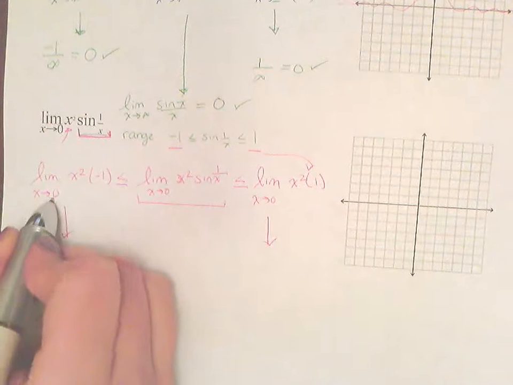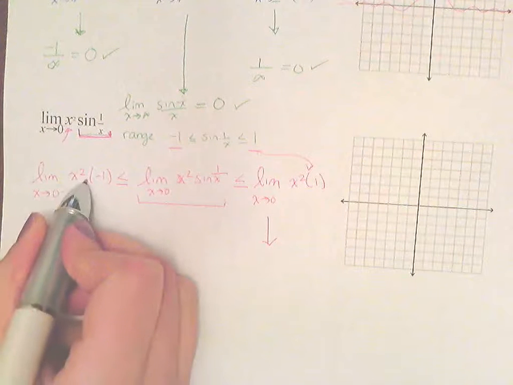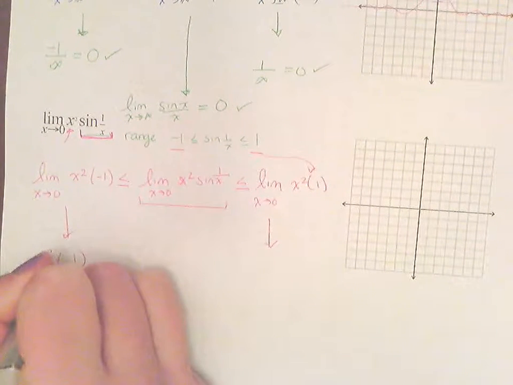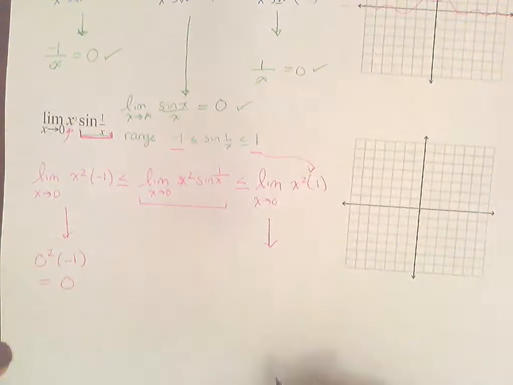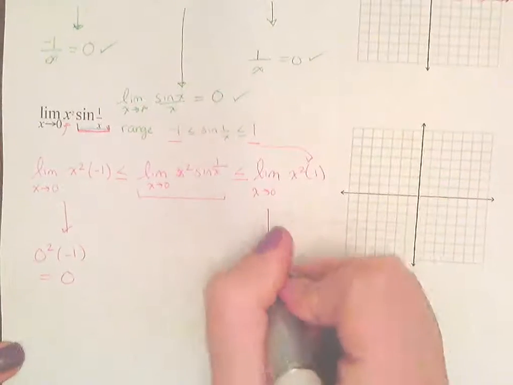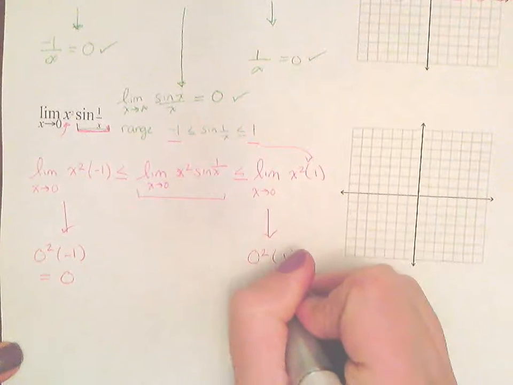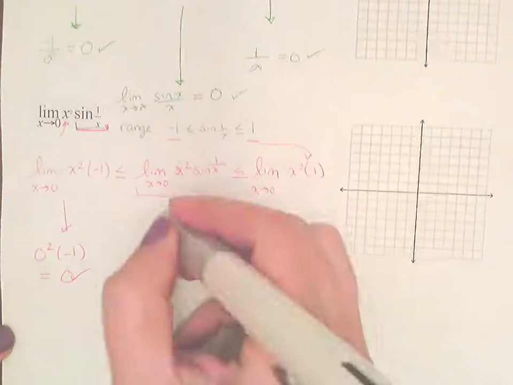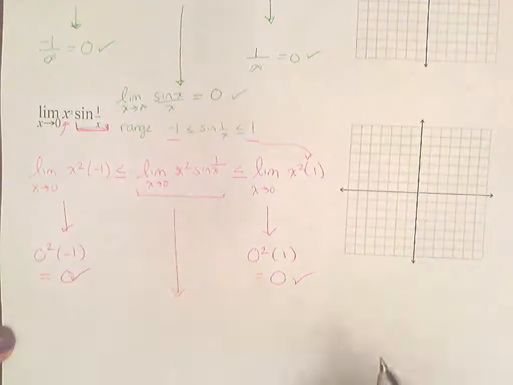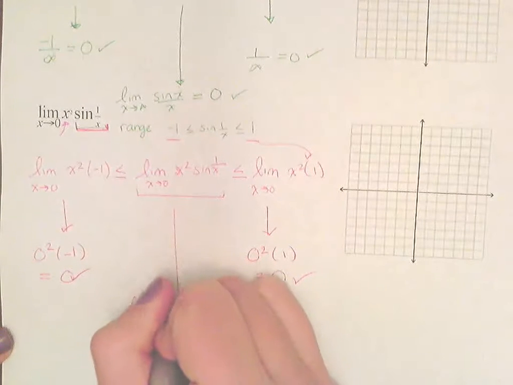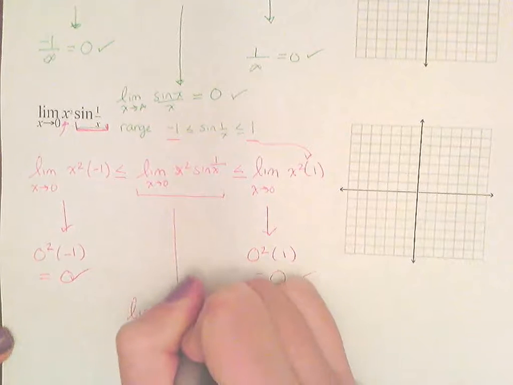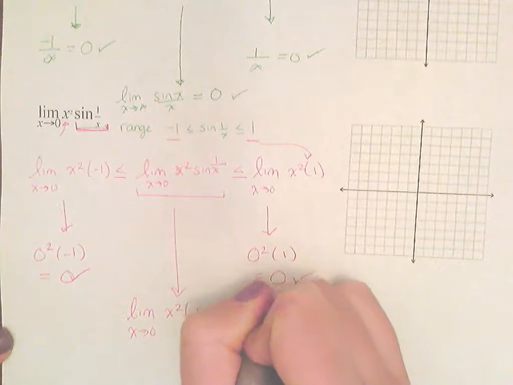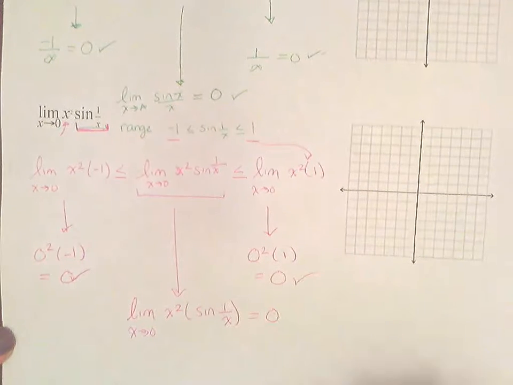So x is approaching 0, so I'm going to use the substitution method, and I'm basically going to plug in 0 squared times negative 1, and of course that equals 0. And then here, 0 squared times 1, and of course that equals 0. So they both do equal each other. So guess what? The answer is that the limit as x approaches 0 of x squared times sine of 1 over x is 0.